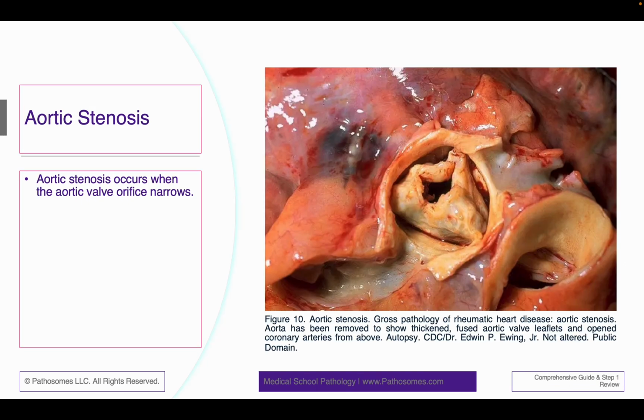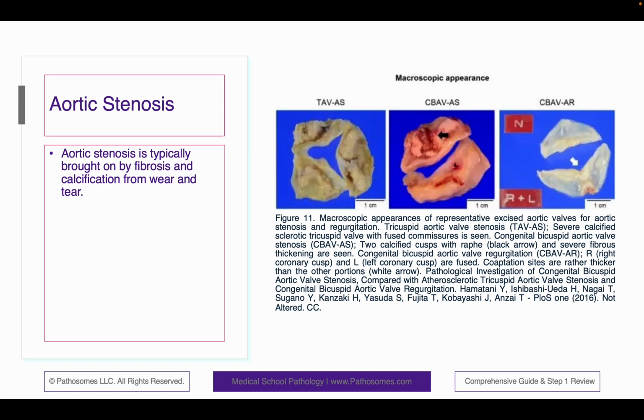Now let's talk a bit about aortic stenosis. Aortic stenosis occurs when the aortic valve orifice narrows, gets smaller, stenotic. And here we can see an image of gross pathology from a patient that had rheumatic heart disease showing aortic stenosis. Note, this is going to show up. Aortic stenosis is typically brought on by fibrosis from calcification from wear and tear. And note, patients with bicuspid aortic valves are at increased risk. That will definitely show up.